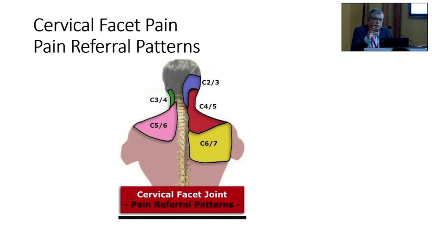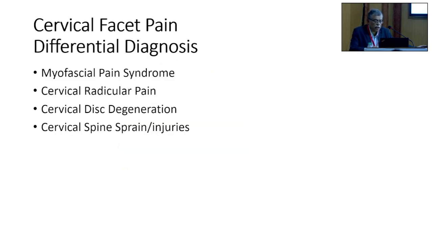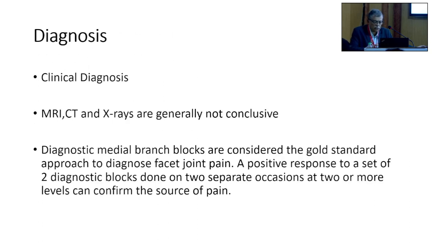So that's the importance of a good history and good physical examination to come to a diagnosis, so that you confirm it by doing a dorsal branch or the medial branch block of this particular joint. These are some of the differentials we had discussed in the morning: myofascial pain syndrome, cervical radicular pain, cervical disc degeneration, and of course injuries. Clinical diagnosis: MRIs do not give any information unless there is a very severe arthropathy or fluid. Diagnostic medial branch block is one of the gold standard approaches to diagnose this.